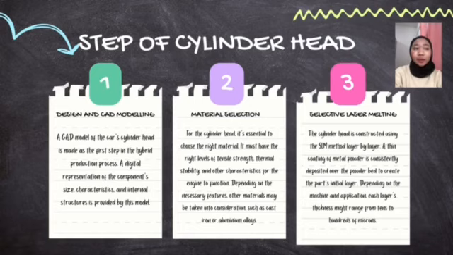The next step is preparing the SLM machine. The SLM machine is prepared by loading the appropriate metal powder material into the machine's powder bed system. The powder is typically a metal alloy such as aluminium, titanium, or steel that can be selectively melted.